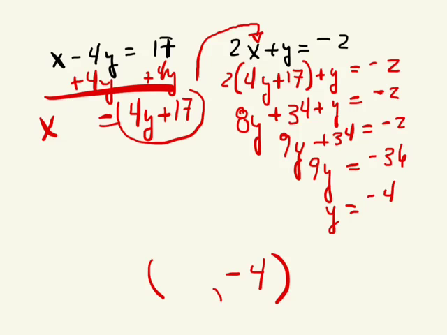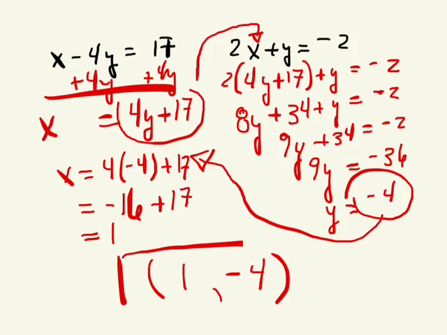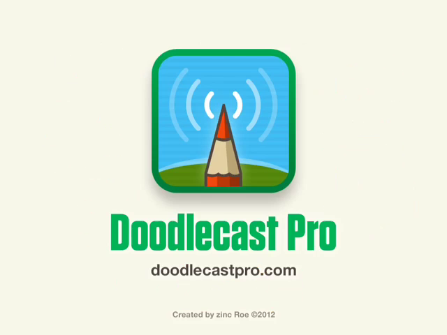Well, we're going to then take this thing right here, we're going to stick it right in here for y to find x. X equals 4 times y, which is 4 times negative 4, plus 17. So that equals negative 16 plus 17. That equals 1. So the point (1, -4) solves both of these equations. We'll work a little bit on that next day in class.